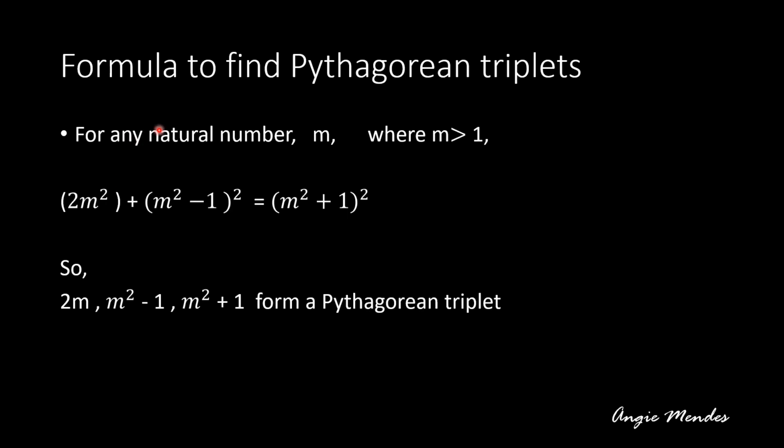Now what is the formula to find Pythagorean triplets? For any natural number, let's take the natural number to be m, where m is greater than 1, we use the formula (2m) square plus (m square minus 1) the whole square is equal to (m square plus 1) the whole square. So here 2m, m square minus 1 and m square plus 1 form a Pythagorean triplet. Fine.